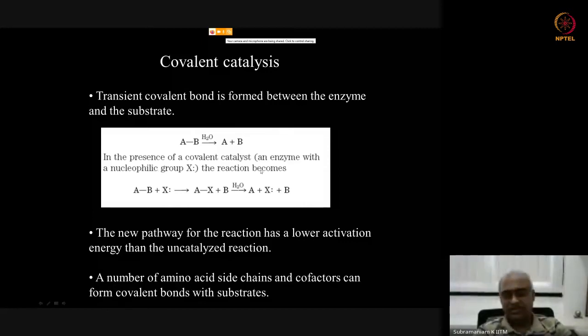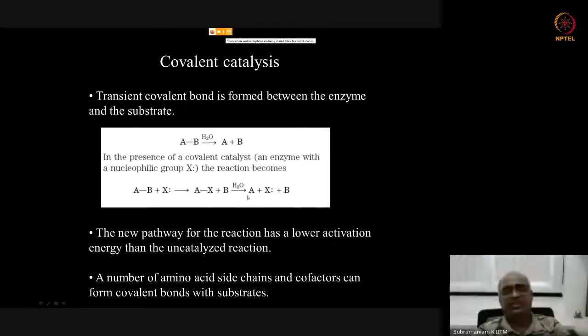So in the presence of a covalent catalysis, in this particular case, a nucleophilic group like this, if it is an amino acid side chain, then that can readily attack this bond and get attached to A. So this intermediate can more readily form than these two forming directly from this. This is equivalent to that metal rod in bend position.